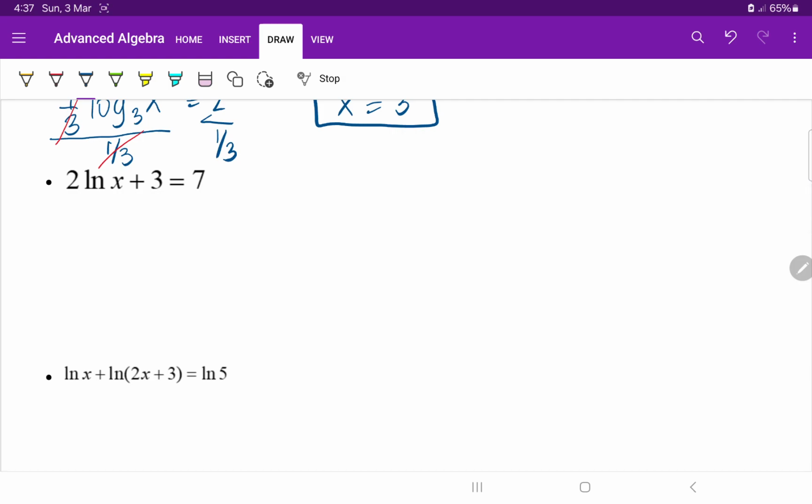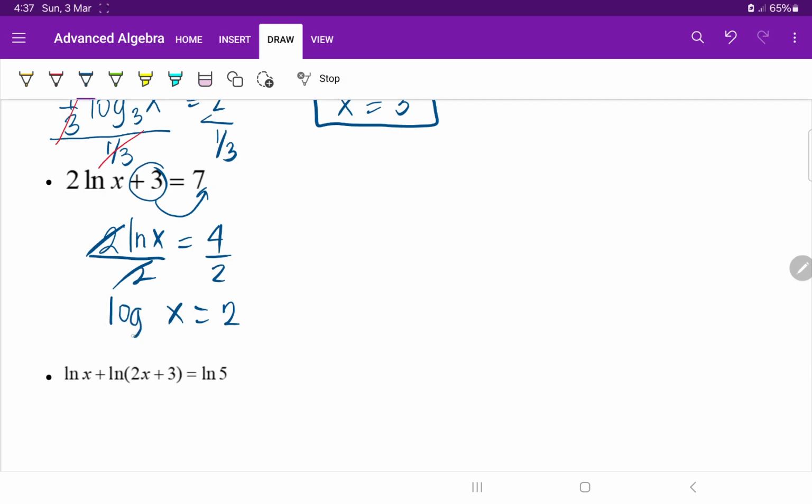Next one. 2 ln x plus 3 is equal to 7. We can transpose this plus 3 to the right side, giving us 2 ln x is equal to 4. Divide both sides by 2. Cancel. ln x is equal to 2. And take note, ln is a natural log, so this is log base e. Therefore, x is equal to e squared.